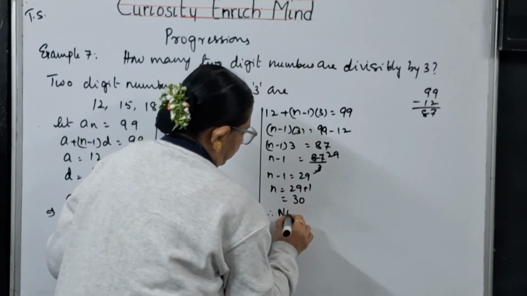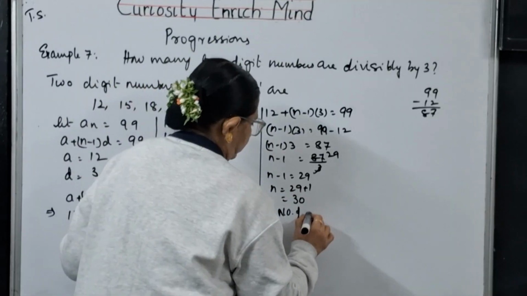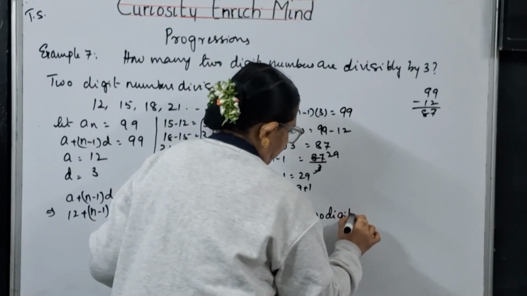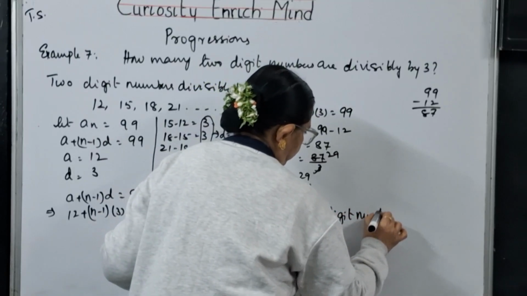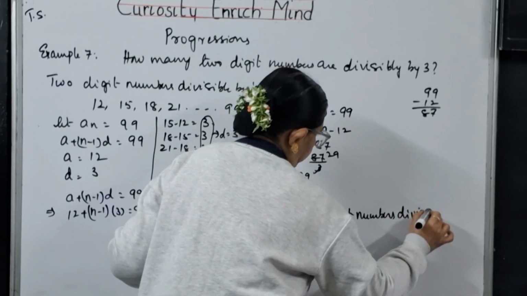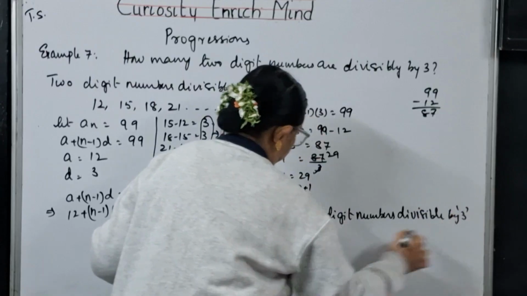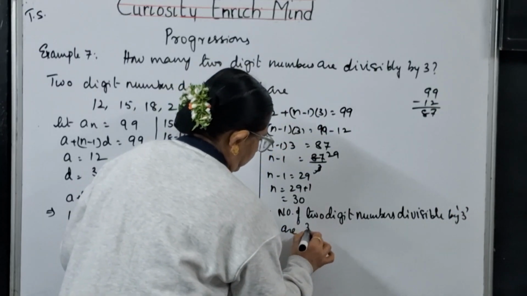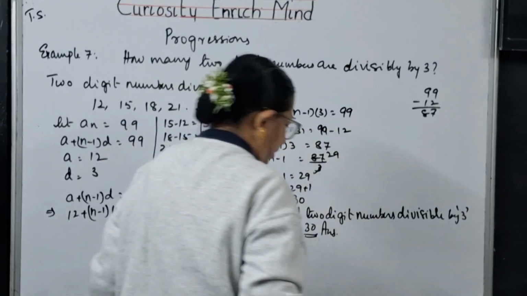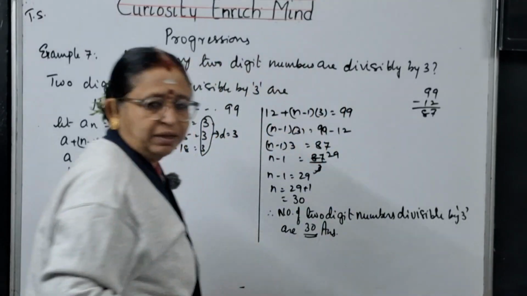Therefore, number of 2-digit numbers divisible by 3 are 30. 30 numbers are there which are divisible by 3. So I hope I am clear, children.